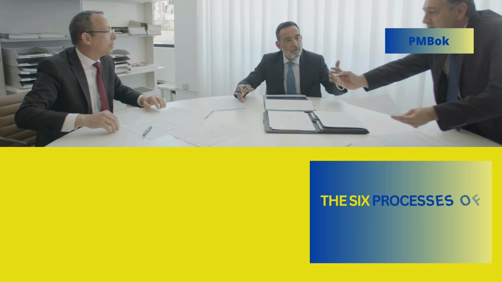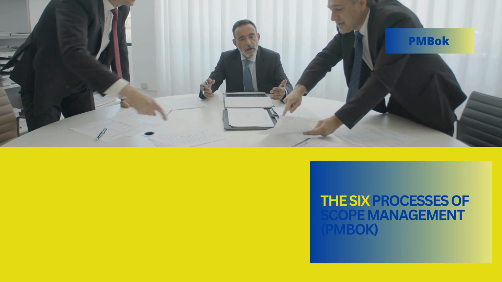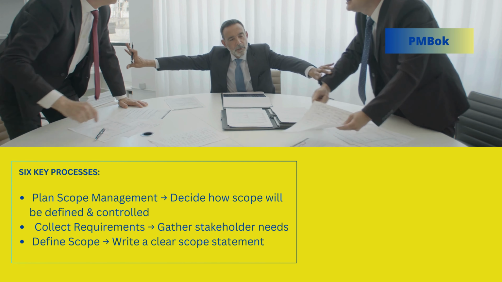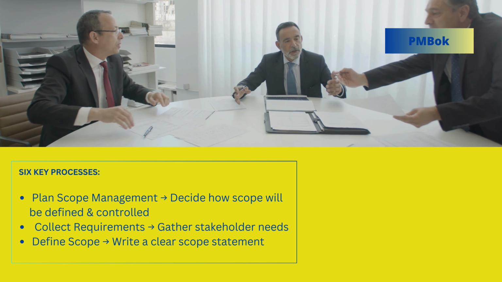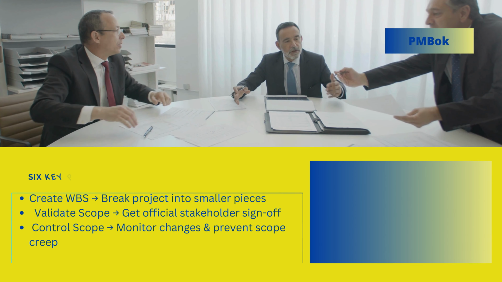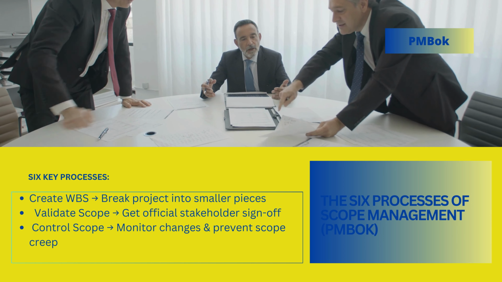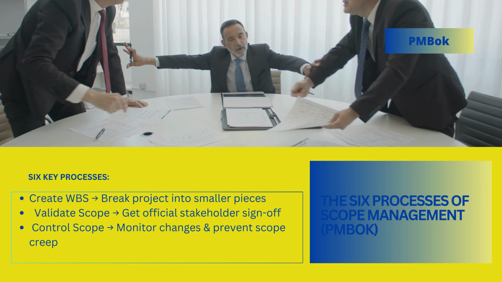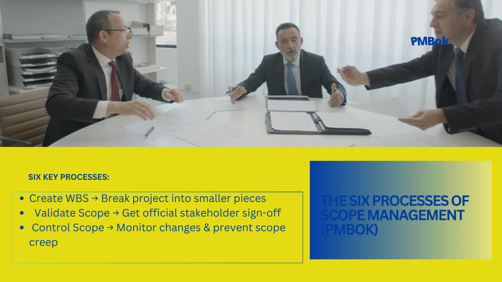The 6 processes of scope management, PMBOK. According to the PMBOK guide, scope management has 6 key processes. Plan scope management. Decide how scope will be defined and controlled. Collect requirements. Gather what stakeholders truly need. Define scope. Write a clear scope statement. Create WBS, the work breakdown structure. Break the project into smaller pieces. Validate scope. Get official sign-off from stakeholders. And finally, control scope. Monitor changes to prevent scope creep.